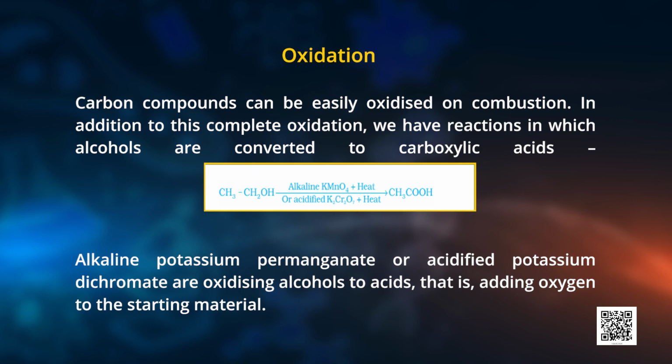Our next reaction is oxidation reaction. Carbon compounds can be easily oxidized on combustion. In addition to complete oxidation, we have reactions in which alcohols are converted to carboxylic acids. And in presence of what? There are two kinds of reagents which are used. First is alkaline potassium permanganate, which is a mixture of potassium permanganate and any sort of alkali, that can be NaOH. Or acidified potassium dichromate, which is a mixture of potassium dichromate and any kind of acid like H2SO4.